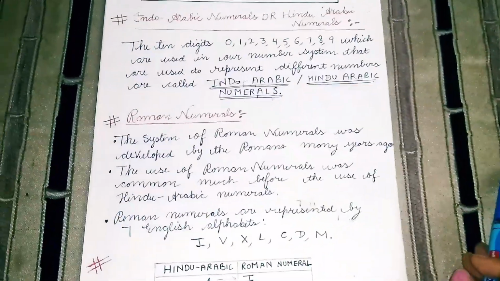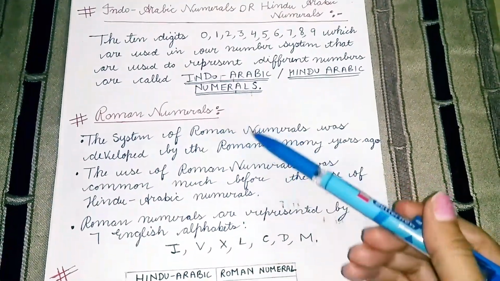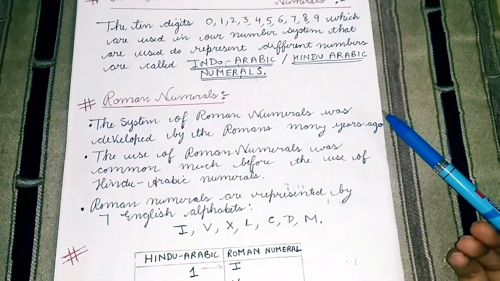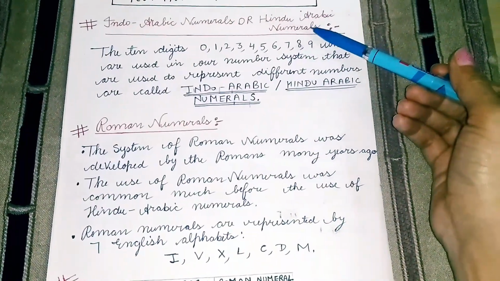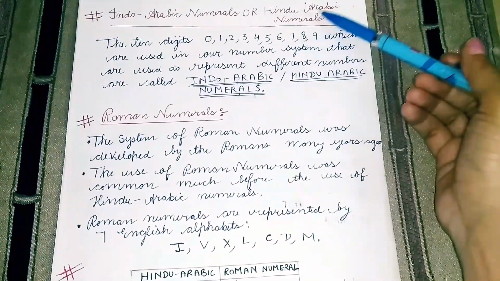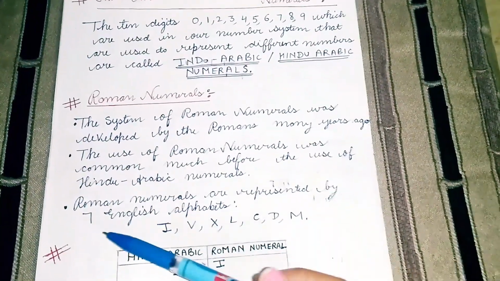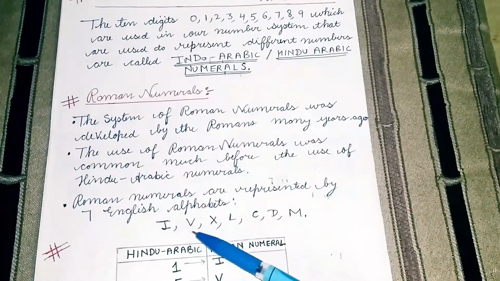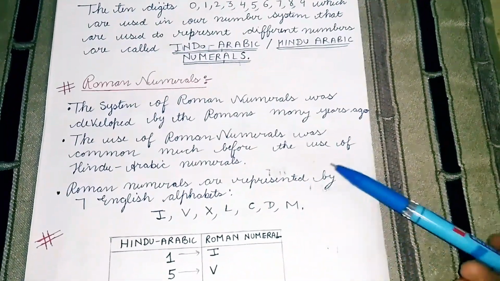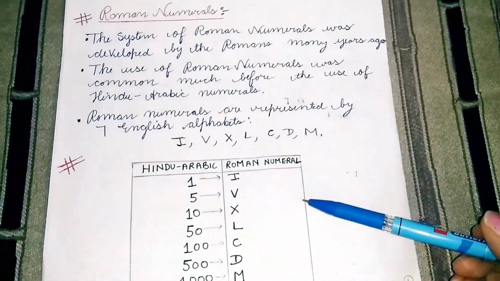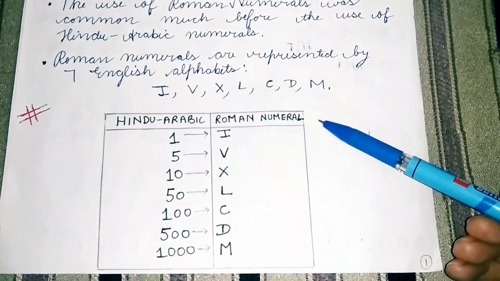So students, you can see that these Roman numerals were developed by Romans many years ago, and the use of Roman numerals was common much before the use of Hindu-Arabic numerals. And you can see that the Roman numerals are represented by 7 English alphabets I, V, X, L, C, D and M. Okay, so now you will see a table which shows you a comparison between Hindu-Arabic and Roman numerals.